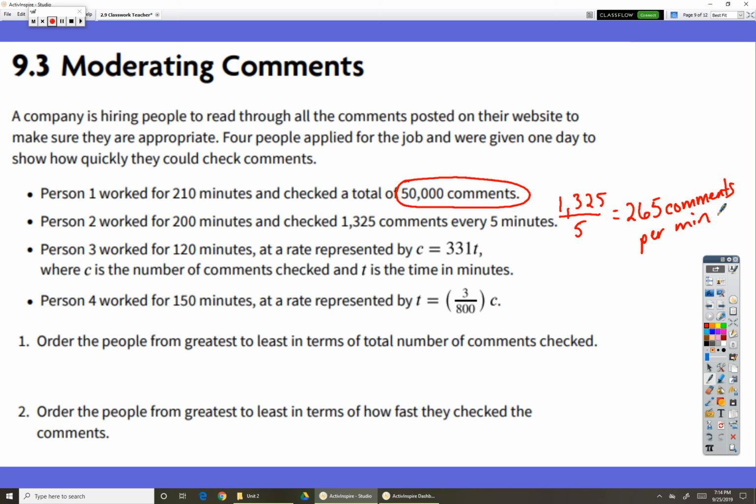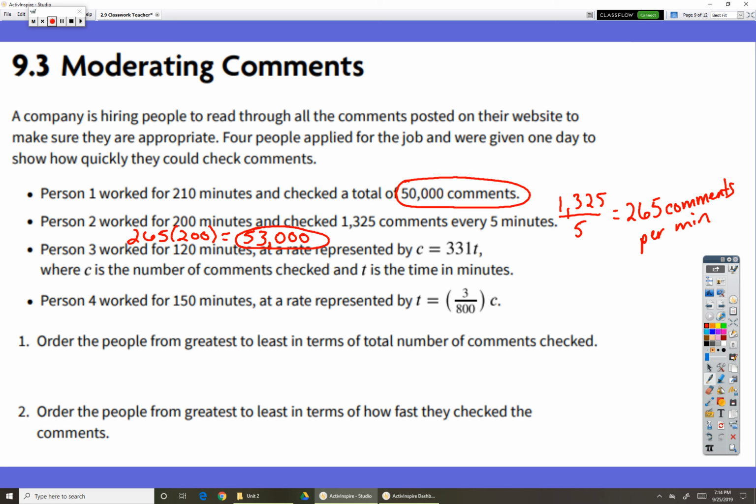Well, that's not the total. We know that person 2 worked for 200 minutes, so if they did 265 comments per minute, I now have to take 265 times 200, and that will give me the total number of comments. I'm sorry, not the total number of comments per minute, the total number of comments, which would be 53,000 total comments. Okay, so I'll circle that answer for person 2.